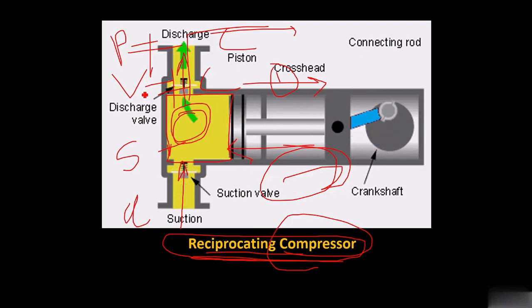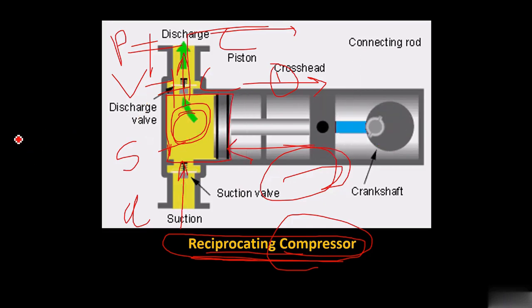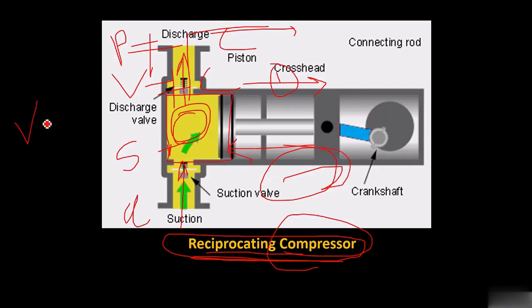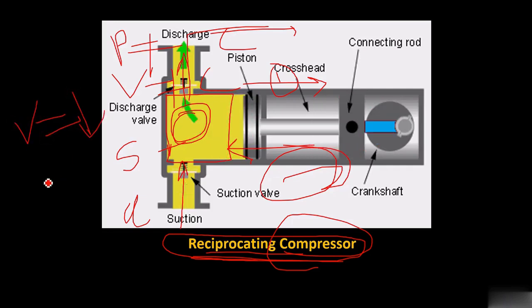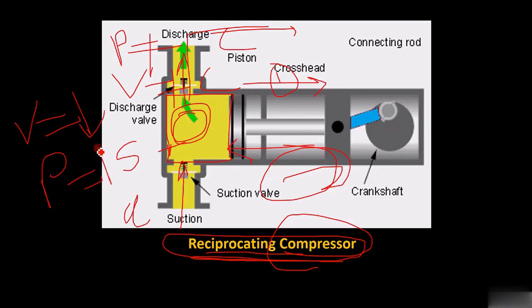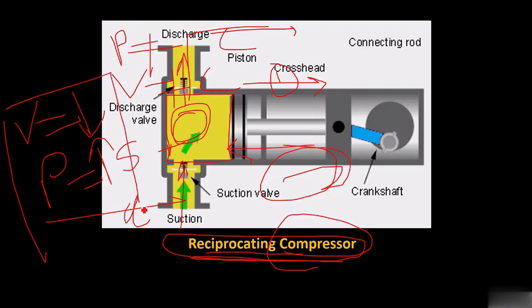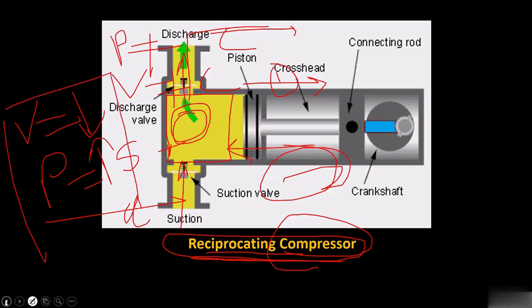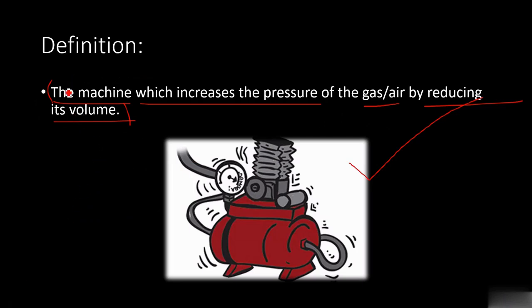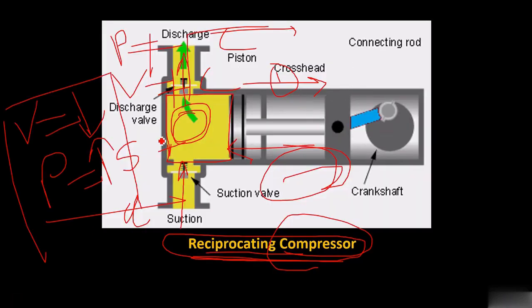Hope you understand. So what is the basic phenomenon of the compressor? There is a reduction in volume and an increase in pressure. This is the basic working phenomenon of the compressor. So again we are coming back to the definition. What is the definition? The machine which increases the pressure of a gas or air by reducing its volume. So this is the definition of the compressor.